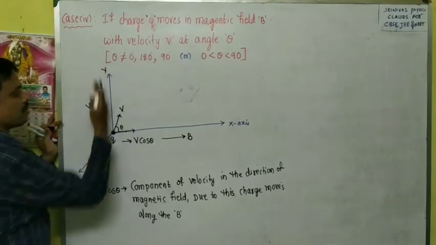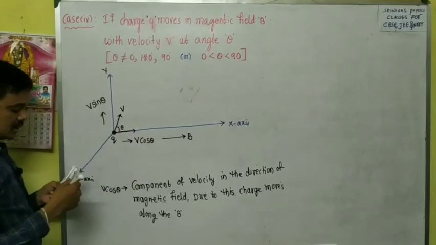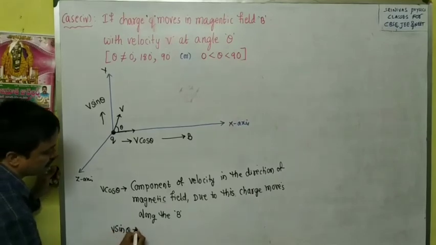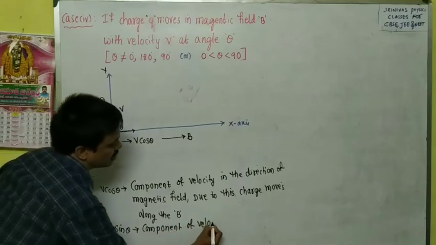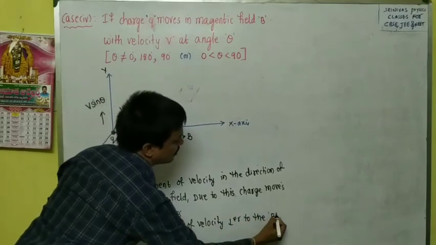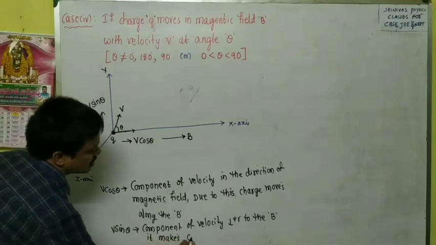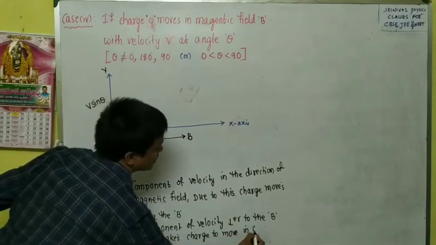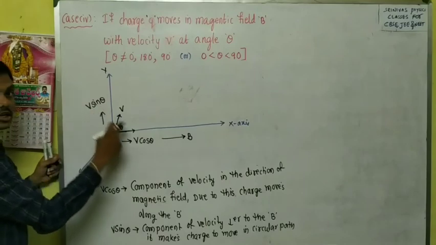And v sin theta is perpendicular to the magnetic field. Due to v sin theta, what will the charge do? The charge moves in circular path. That means simultaneously the charge moves. V sin theta is the component of velocity perpendicular to the magnetic field. It makes the charge move in circular path. Due to v sin theta, charge moves in circular path.